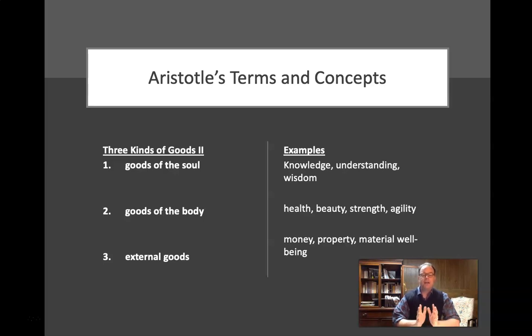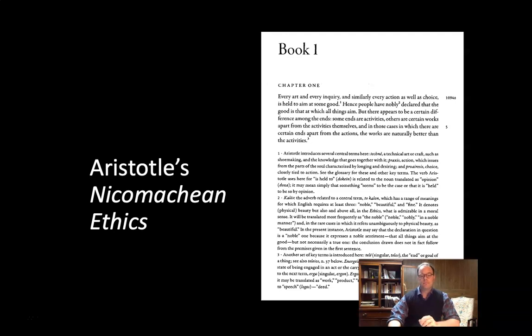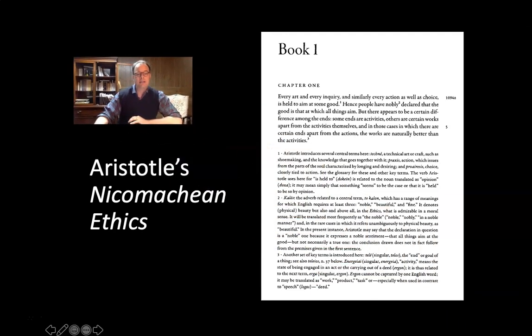And if there's a hierarchy of goods, there's also a hierarchy of human nature. The soul is superior to the body. In the Politics, Aristotle says the soul should rule over the body as master rules over a slave. Right? The body is our lower half, and it should be ruled by our upper half. So let's read, just to get a sense of Aristotle's writing and the challenge of it.